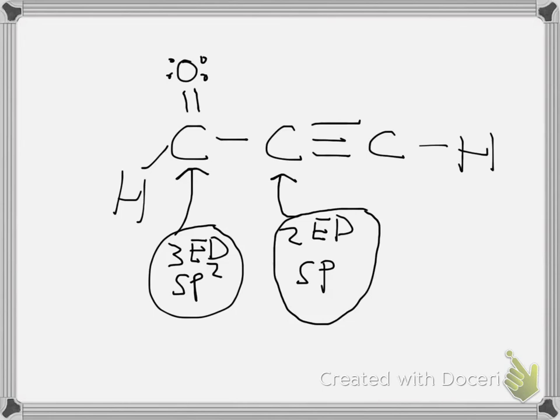So let's come over here to this oxygen. How many electron domains are coming off of this oxygen? The answer is 3. The lone pair counts as 1. The other lone pair counts as 2, and this double bond here counts as 1 because it's the number of things in different directions. 3 electron domains, which means what hybridization will it be? It will be sp2.